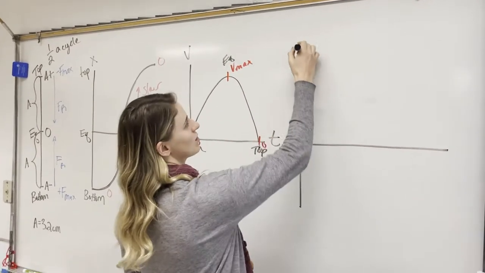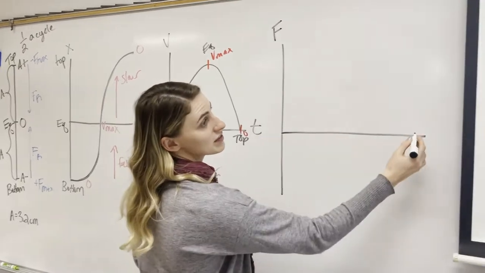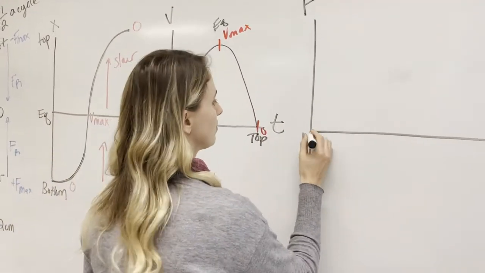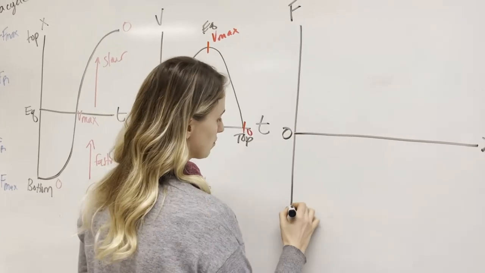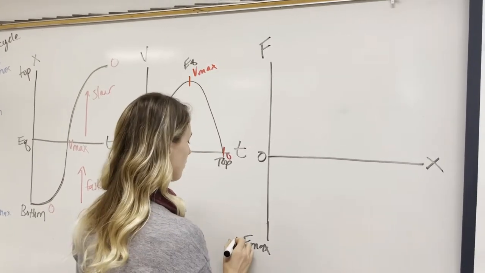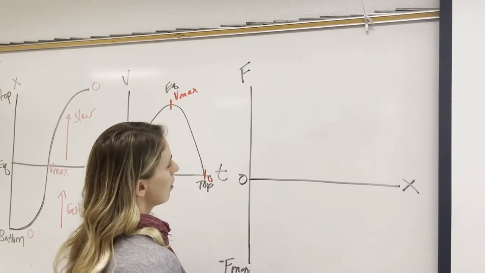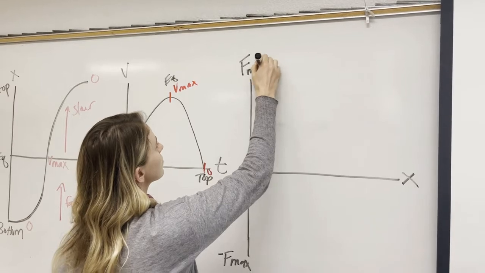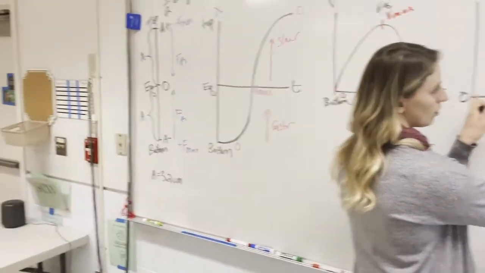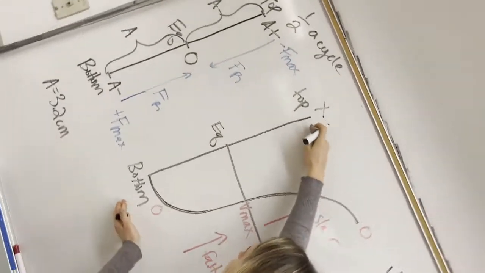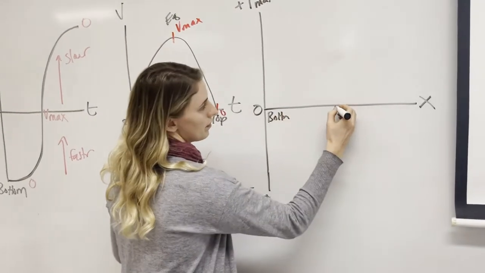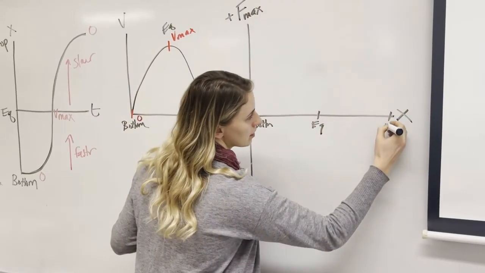Okay, when I first did this one, this is force, and this is position, not time. Put force 0 in the middle, right on that line. And then force max, that would be negative right there. And then at the top, force max, positive. So this is not time, this is position. What we've done is we've taken this and turned it on its side. We're going to call this the bottom, this the equilibrium, and this the top.